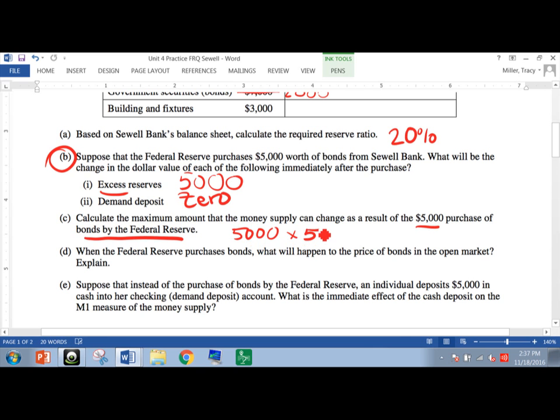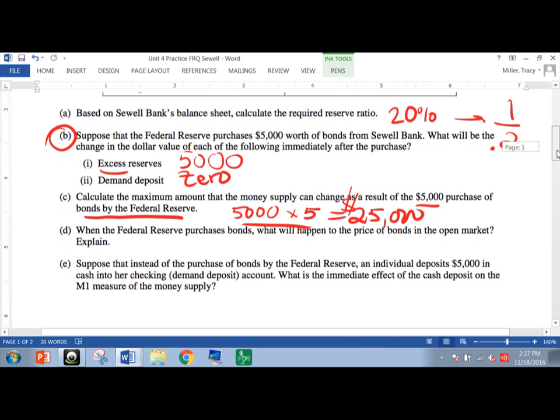The multiplier is 5 because the reserve requirement is 20%. So that's 1 over 0.2, which turns into 5. 5,000 times 5 is 25,000, and you should be excited because you learned how to do that multiplication skill when you were in the 3rd grade. So your math skills are perfectly capable to handle this.